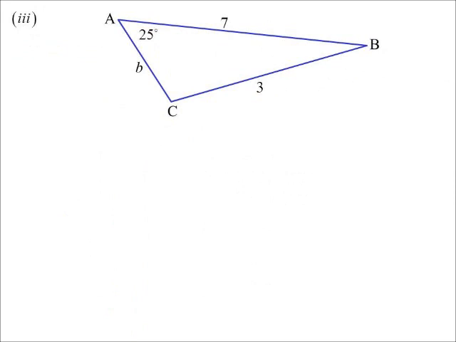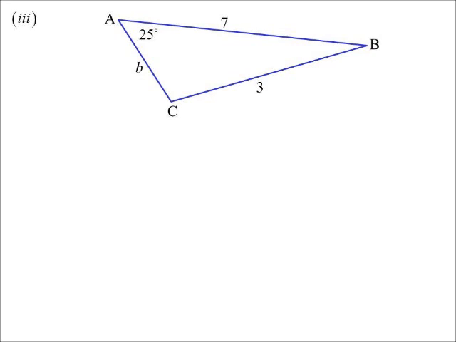Here's one where the angle we know is not opposite the side we're trying to find. So a lot of people think, oh, hang on, I can't use the cosine rule for this. So I'll go with the sine rule. Oh, hang on, I can't use the sine rule because I've only got one angle. You can use the cosine rule for this.